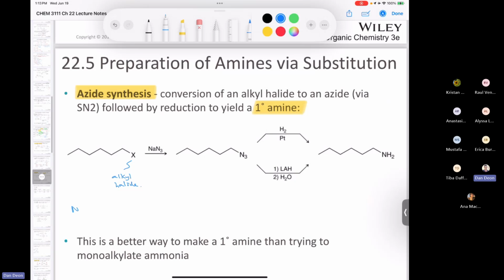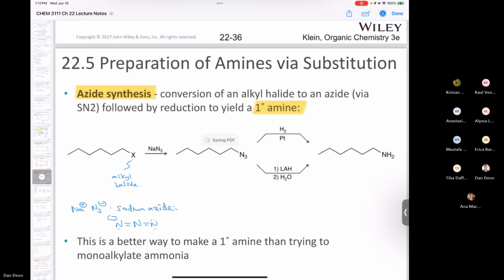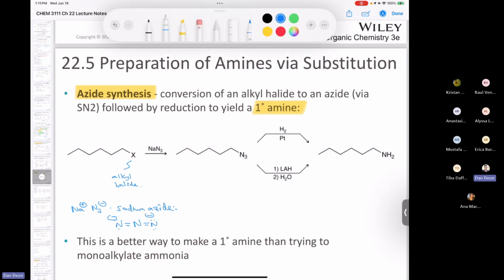Na+ N3-, this is called sodium azide. So that's N3, and it's N3 minus. Now you could try to draw the Lewis structure of that, which looks something like this. It's a very interesting Lewis structure because you have two negative charges, and you have a positive charge in the middle like that. So overall it has a -1 charge and it is a good nucleophile.